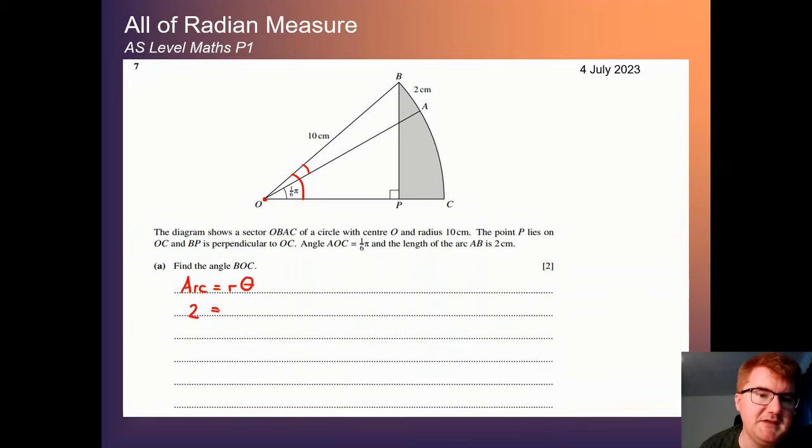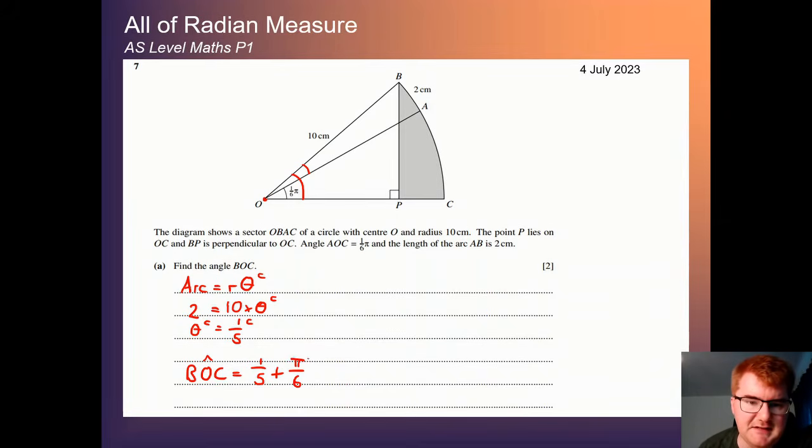So we get 2 is equal to 10 times theta. We're working in radians here, so we just divide both sides by 10. That's this angle equal to 1/5 in radians. If you want the entire angle BOC, that's going to be equal to 1/5 plus pi over 6, so these two angles added together.